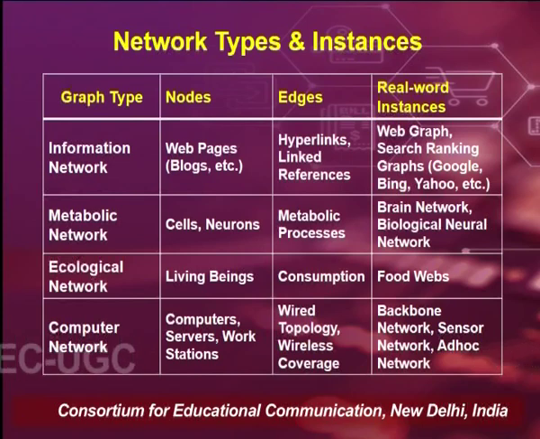Similarly, we have the information network, we have metabolic network, ecological network, and computer networks. In the computer networks also, again similar to the communication network, you can see the computers, the servers, these electronic equipments, they become the nodes, and the topology, the coverage, they become the edges. Okay.